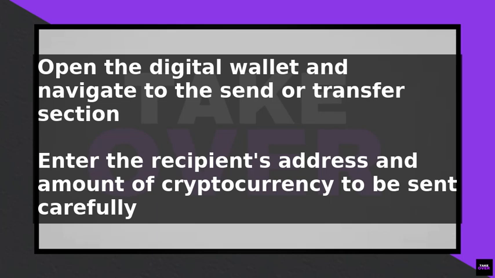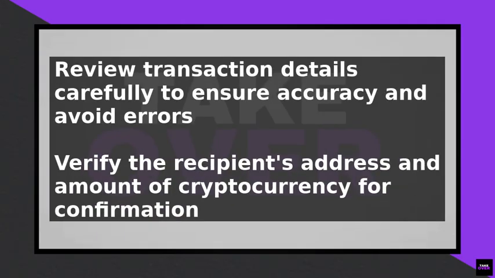Before confirming the transaction, review the details carefully to ensure everything is correct. Verify the recipient's address, the amount of cryptocurrency, and any transaction fees associated with the transfer. Transaction fees are typically paid to the network to process the transaction and can vary depending on the cryptocurrency and network congestion. Once you have reviewed the transaction details, confirm the transfer and authorize the transaction.